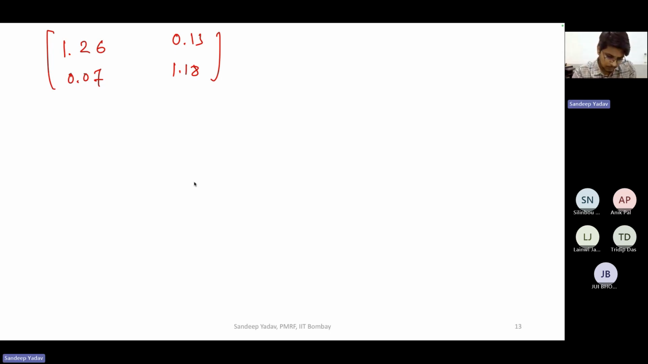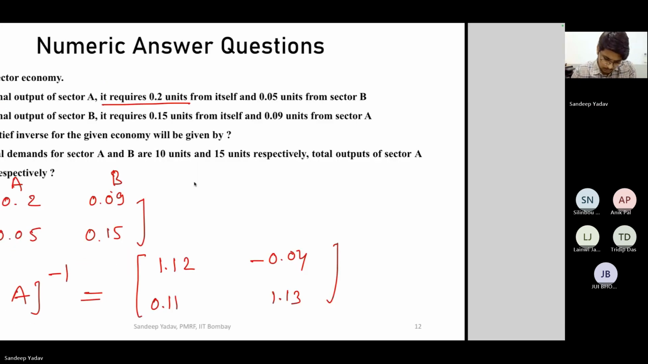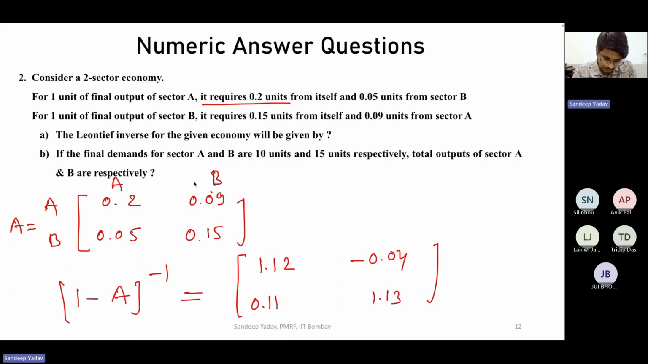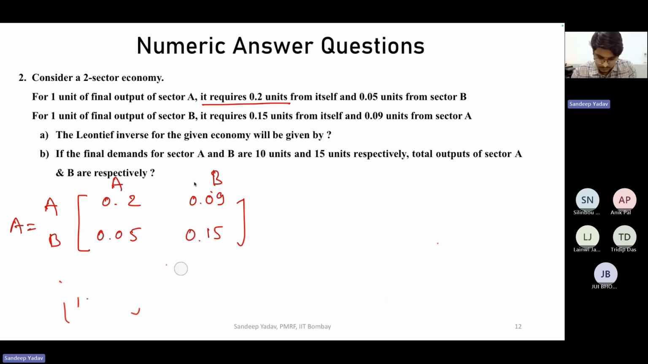So, sorry, just return it. So if you calculate the inverse of that matrix, let me just solve it here so it will not create any confusion for you.